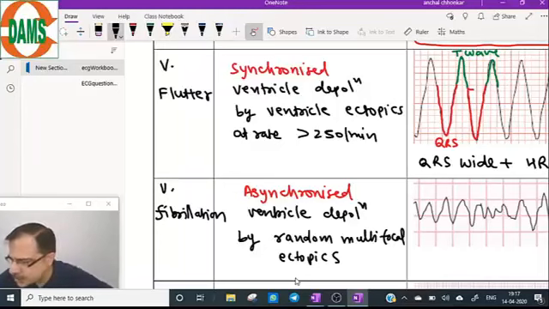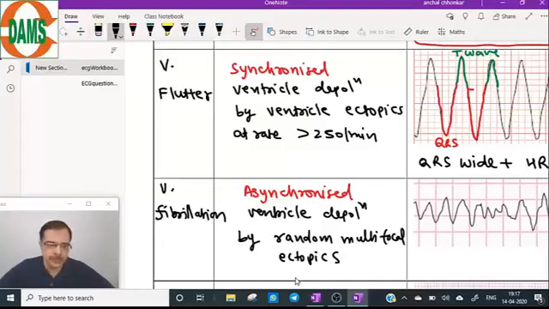In ventricle origin, should it always be epicardium? No, it can be endocardium also. In that case, QRS will be positive. Now coming to ventricle fibrillation, it is an asynchronized ventricle depolarization like this. If all the fibers depolarize at the same time, this is synchronized, and asynchronized means each fiber is depolarizing independent of each other like this. This is the fibrillation.